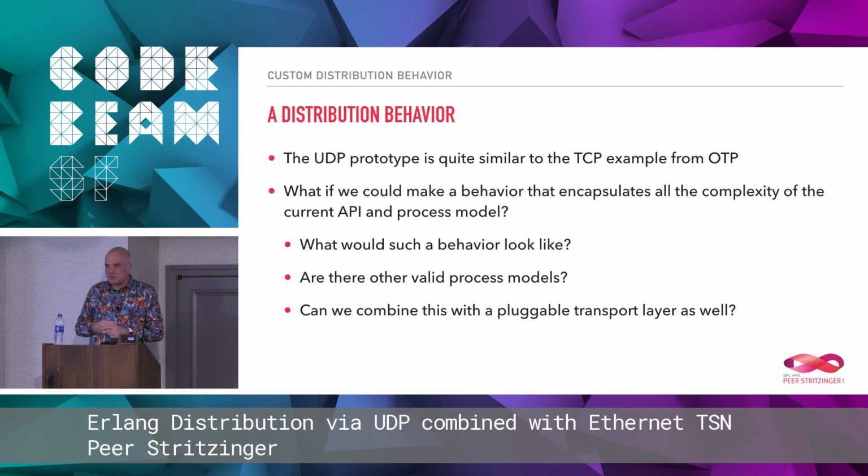The current UDP prototype is quite simple, similar to the TCP thing. We just added the sequence numbers and the fragmentation, but it's still the same structure of callbacks and everything. So there were questions like how would a behavior look that could make this UDP thing much easier. So that would be the low-level one. And what other models can we actually find there?